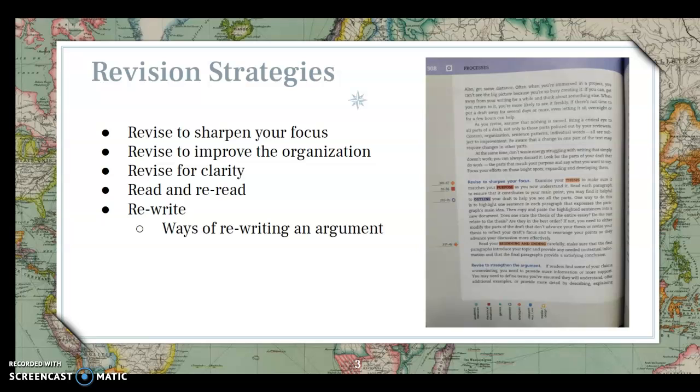All right, so again, we're in this revision stage, so it's totally okay for your thesis statement to be modified. Writing is an ever-changing process, so don't feel bad if you have to tweak it a little bit so that you can change it and make it work for you. All right, and it talks about being able to understand your thesis statement and others being able to understand your thesis statement, right? And it talks about reading each paragraph to ensure that it contributes to your main point.